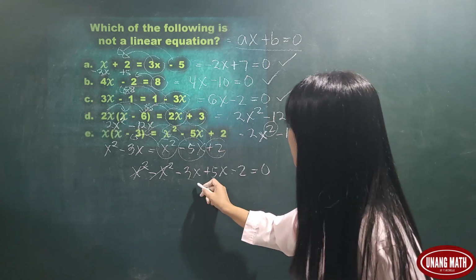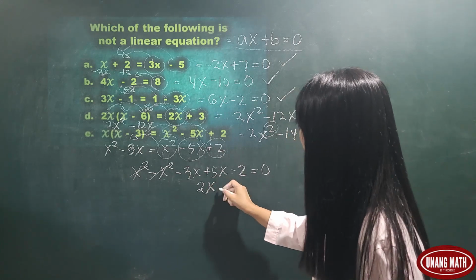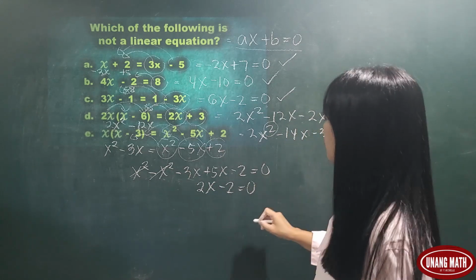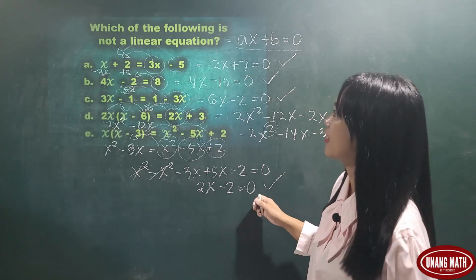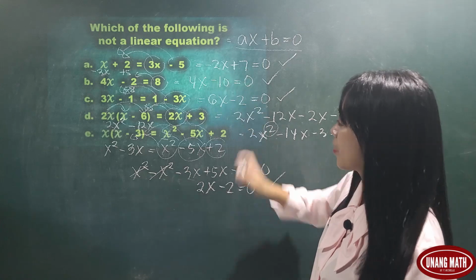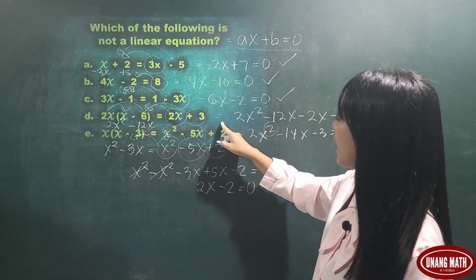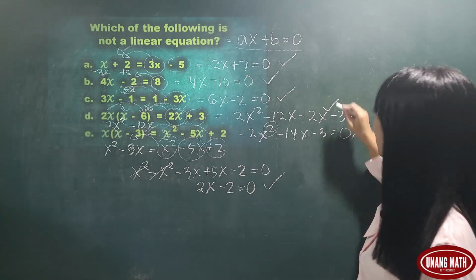Combine like terms, this is equal to 2x. So 2x minus 2 is equal to 0. This is also a linear equation. So which of the following is not a linear equation? The answer is letter D.